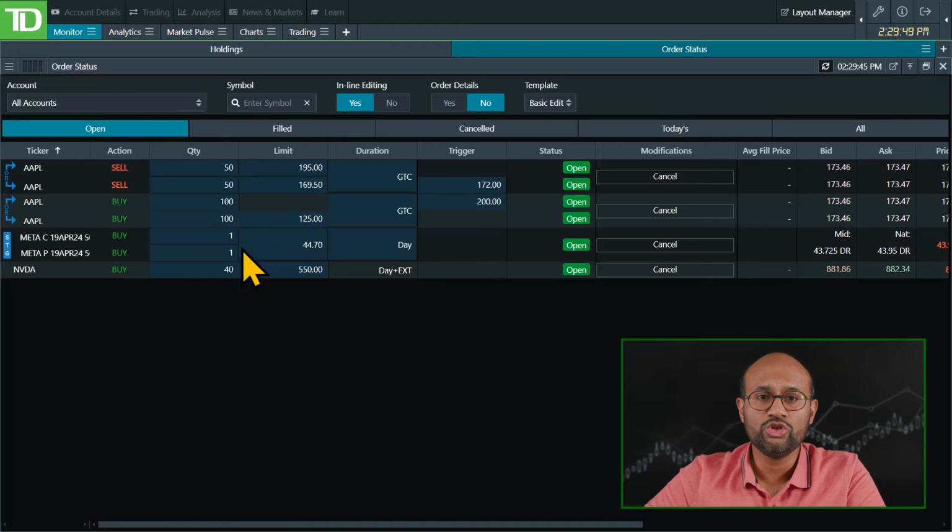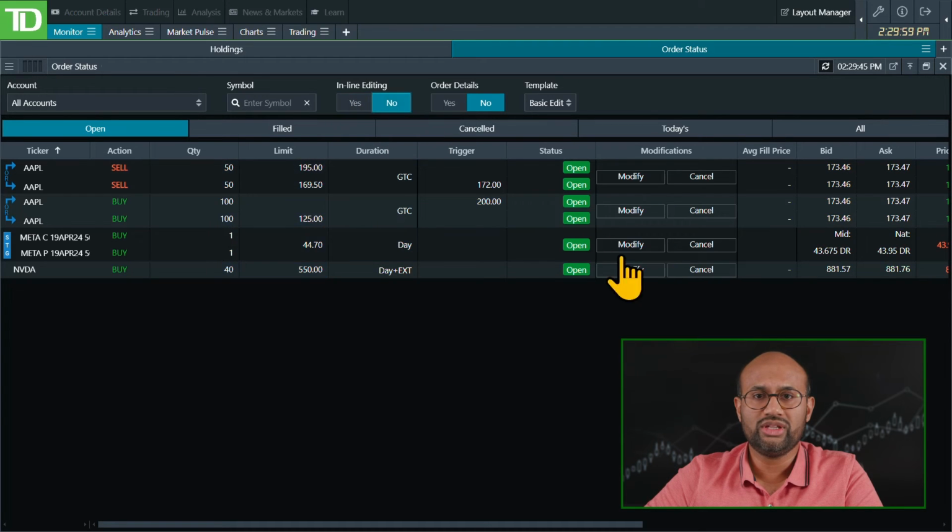All right. So this is another way you can do the modification of the order, just by turning inline editing on, whichever your preference is. So it's either one or the other. If you turn it to no, you'll get the modify functions. The cancel doesn't change regardless of what you choose up here. The cancel button will always remain here.